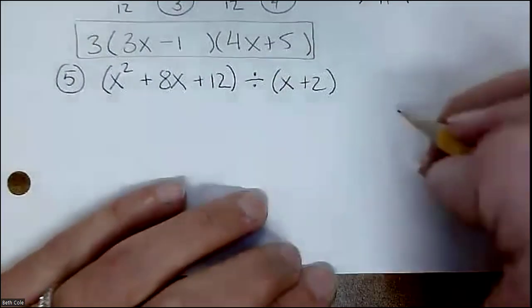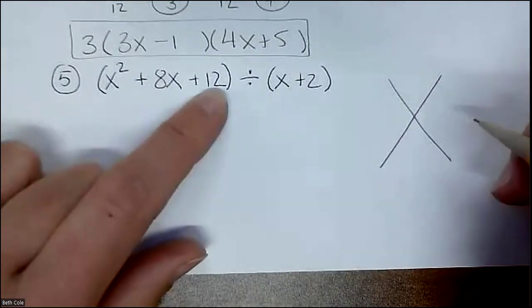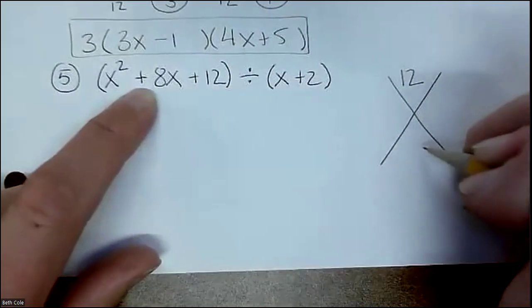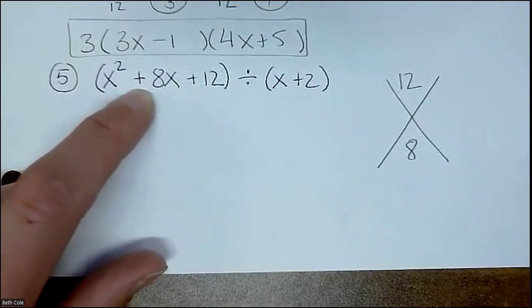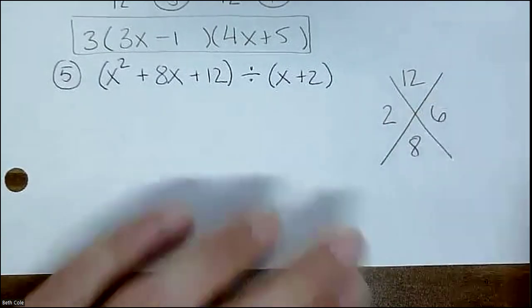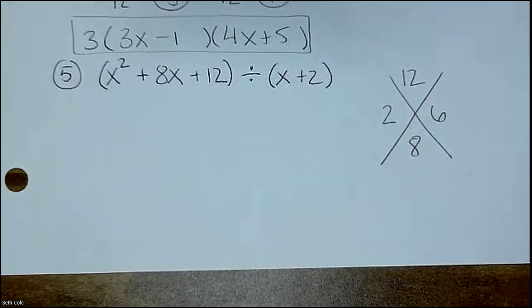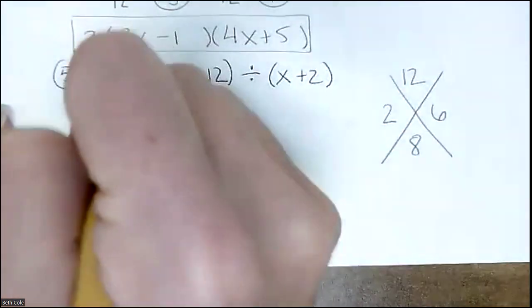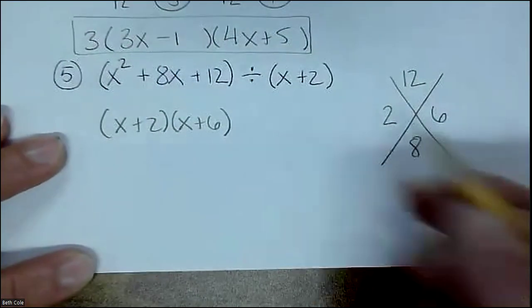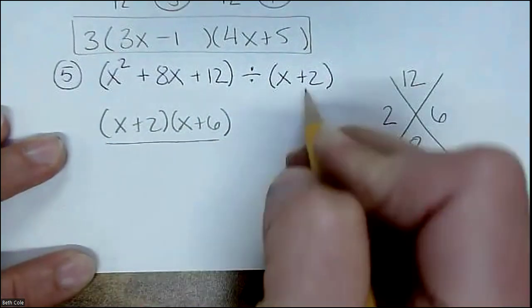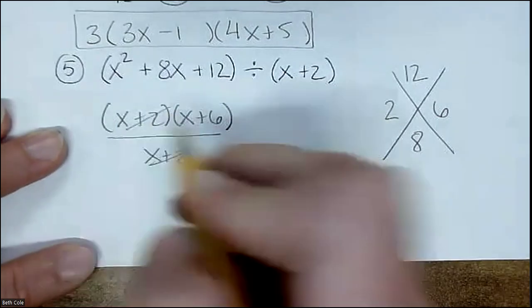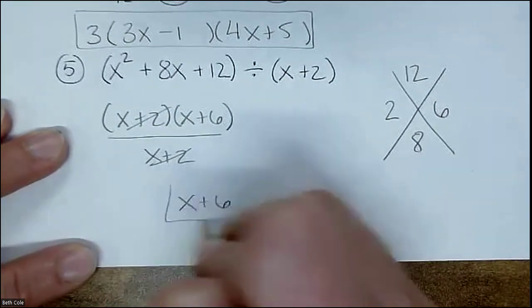All right, this one's division. We're gonna draw our X box. This is one of the simple ones because there's not a number out front. 12 goes on the top, 8 goes on the bottom. It's nice because everything's positive. 2 times 6 will give you 12. 2 plus 6 will give you 8. So it's going to split into x plus 2, x plus 6, and then that is divided by x plus 2. And then these cancel, and so your answer is just the one that's left.